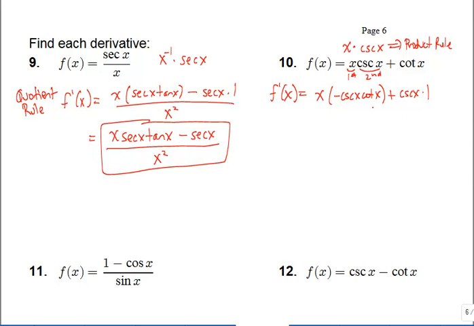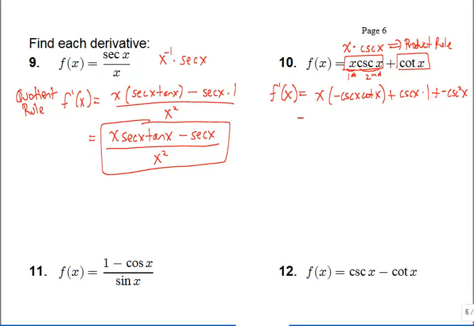Now I'm not quite done. That's just the product rule on this first term. We need to add to that still the derivative of this second piece, because the derivative of a sum is the sum of the derivatives. So what's the derivative of cotangent of x? Well, that's cosecant squared of x, but with a minus sign out front.